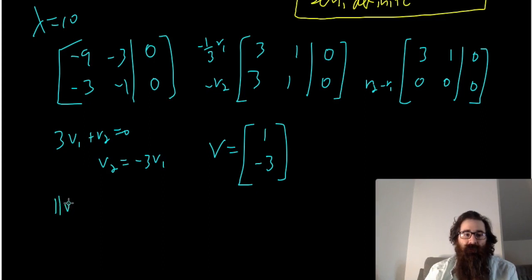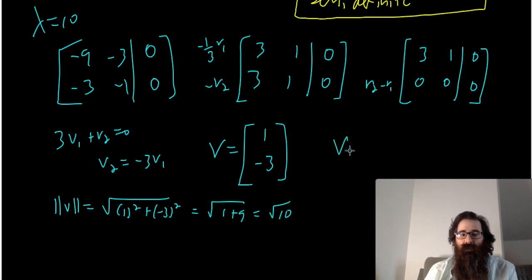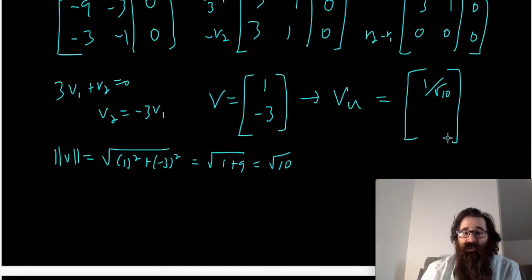And let's get a unit vector out of this. So square root of 1 squared plus negative 3 squared. So square root of 1 plus 9 gives me square root of 10. So then as a unit vector, transforming my eigenvector to a unit eigenvector, I'm going to get 1 over square root 10 and negative 3 over square root 10.